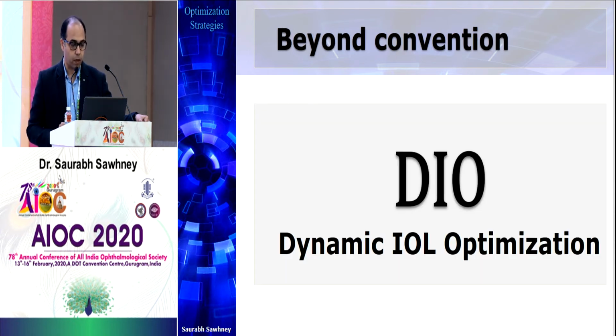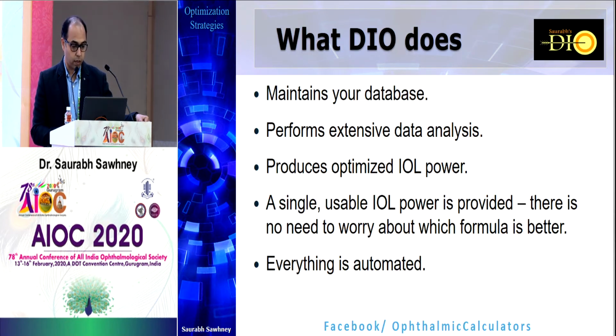Alternatively, you could go beyond convention and go for dynamic IOL optimization. This is a commercial solution we have developed. So what DIO does is, it will do everything at one place. It will maintain your database, it will perform the analysis, give you an optimized power, which is a single power you can use without having to think about which formula is better for which situation. And the best thing is that everything is automated. It's an Excel sheet, so you can just keep it on your laptop and work with it.